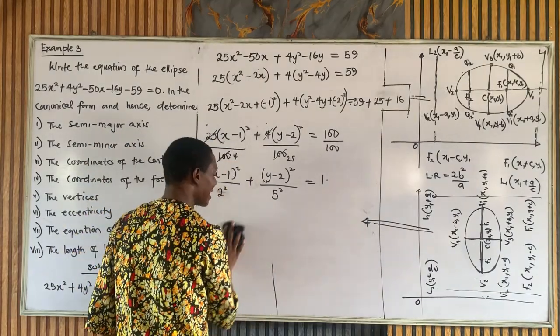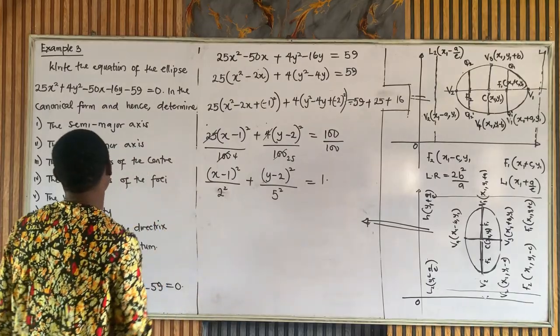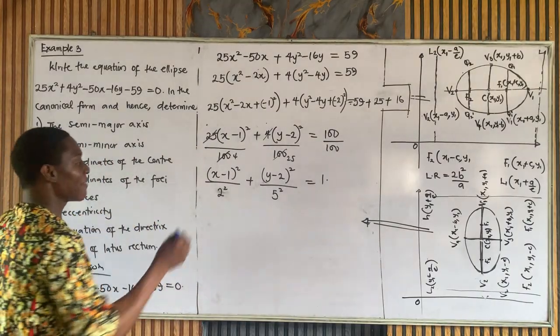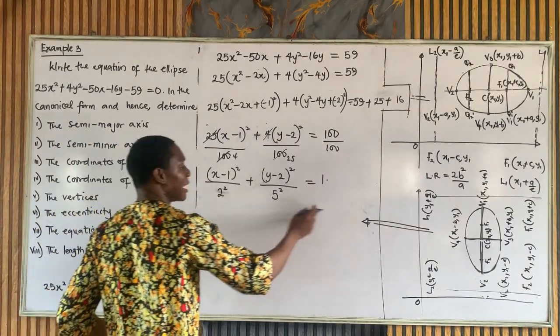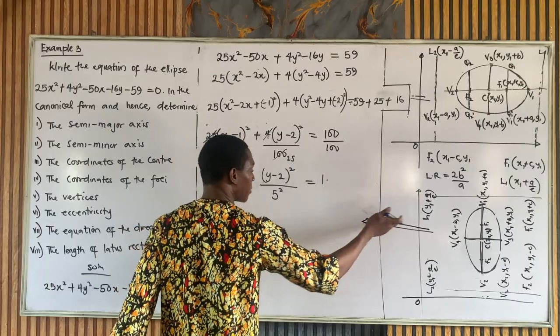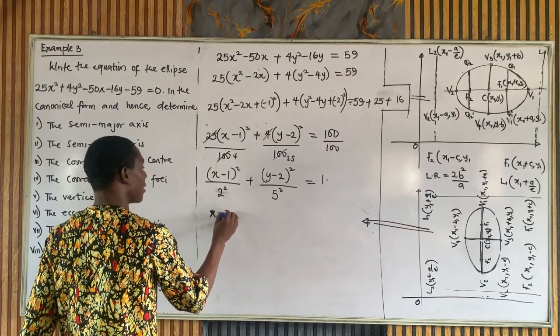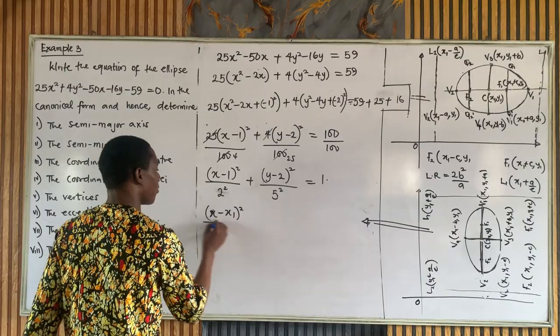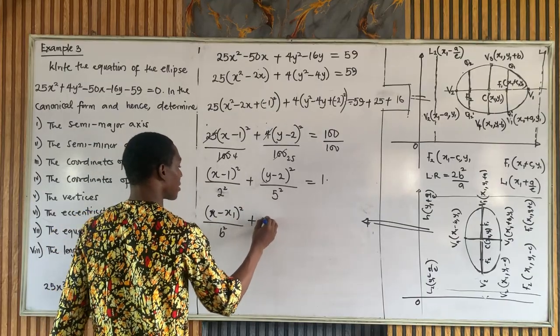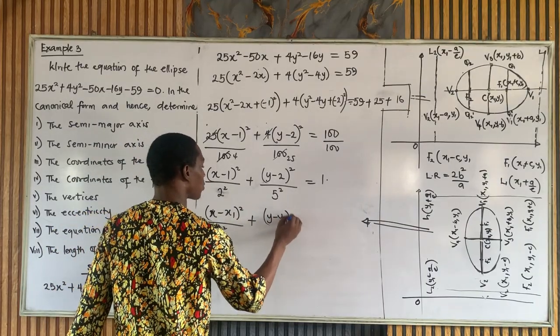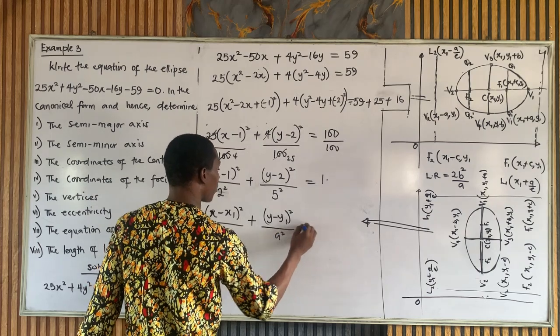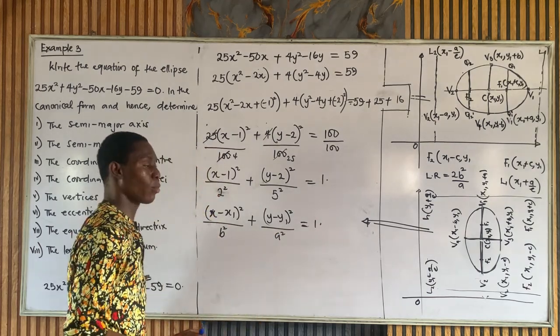So this equation is already in its canonical form, which is the first thing we are asked to do. Now, if I compare this with the general equation of the ellipse, not parabola, ellipse, pardon, the equation is (x minus x1) all squared over b squared plus (y minus y1) squared over a squared is equal to 1. So this is what we would have.